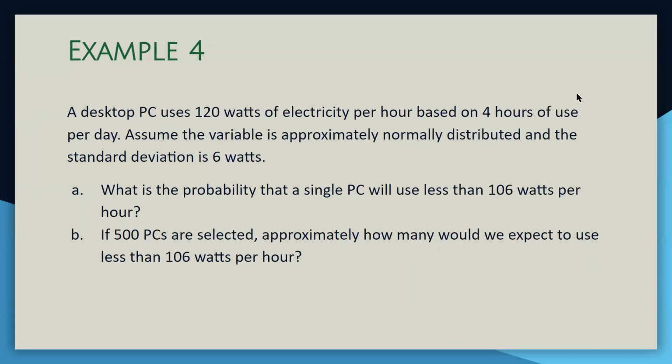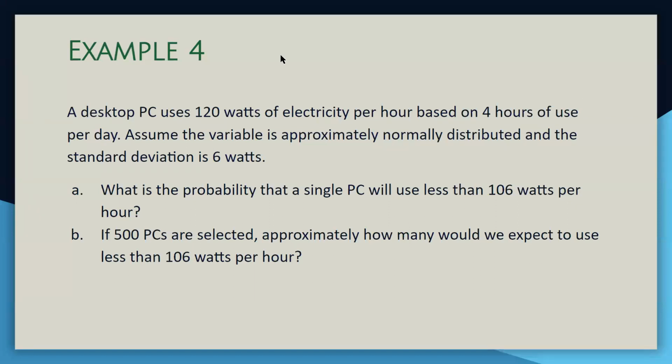Okay, last one. This one says a desktop PC uses 120 watts of electricity per hour based on 4 hours of use per day. Assume the variable is approximately normally distributed and the standard deviation is 6 watts. What is the probability that a single PC will use less than 106 watts per hour? If 500 PCs are selected, approximately how many would we expect to use less than 106 watts per hour?